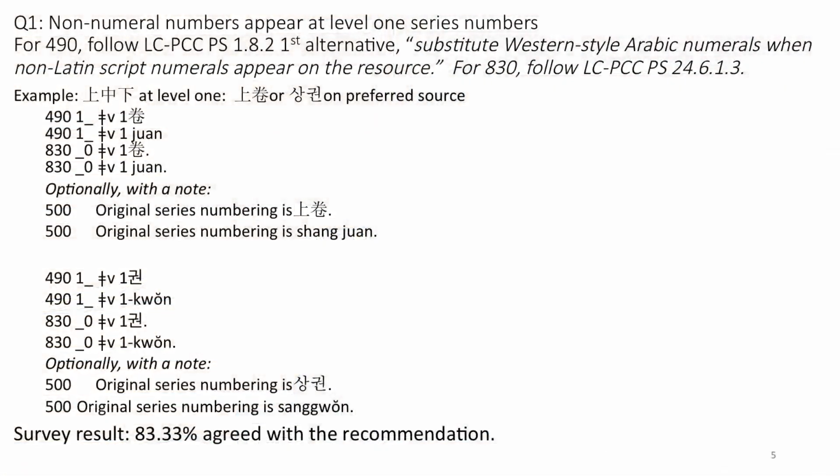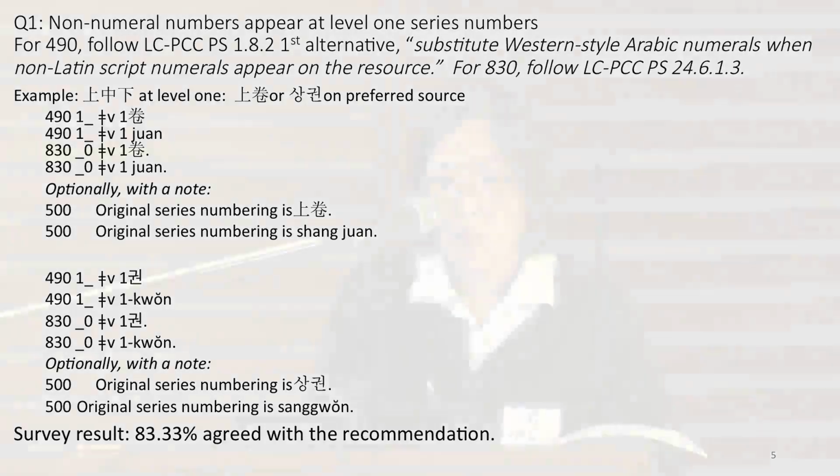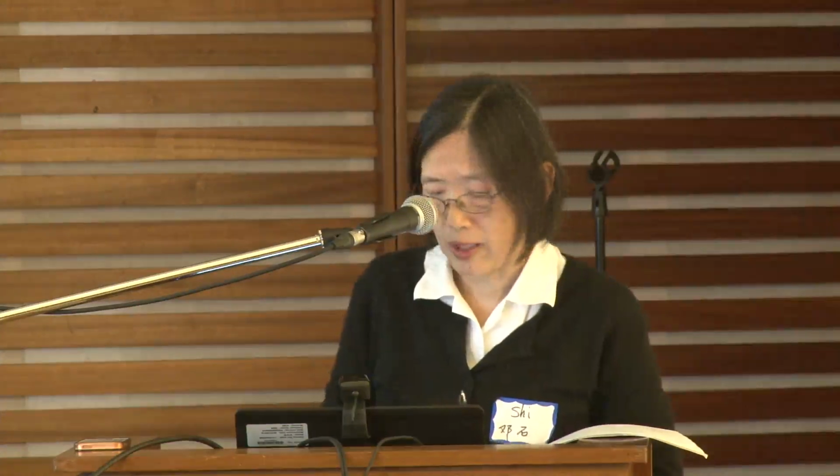The first survey question is on non-numeral numbers appearing at level one series number. For the 490 field, we recommend following LC-PCC PS 1.8.2 first alternative: substitute Western-style Arabic numbers when non-Latin script numerals appear on the source. This one is an example of 上中下. In this case, for 上, we use one volume, and then optionally give a 500 note. There's a Korean example, same thing. And the survey result is that 83% of participants agree with this recommendation.